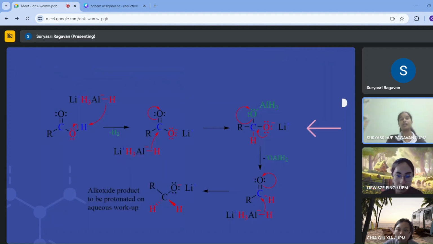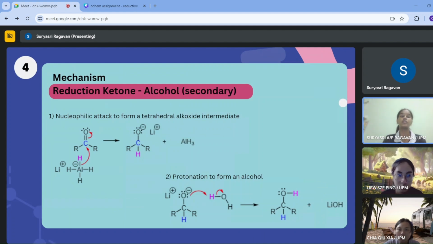And finally, I'll be explaining the mechanism of reduction of ketone to alcohol, secondary alcohol to be specific. In this, the hydride ion from the reducing agent will attack the electrophilic carbonyl carbon of the ketone, and then this will form a tetrahedral alkoxide intermediate, and this intermediate will then be protonated, usually during a workup phase with water or an alcohol, resulting in secondary alcohol.